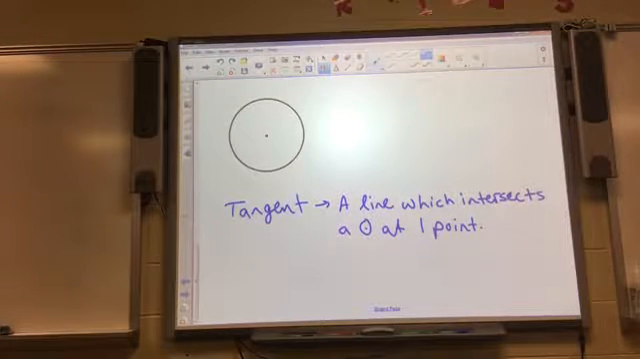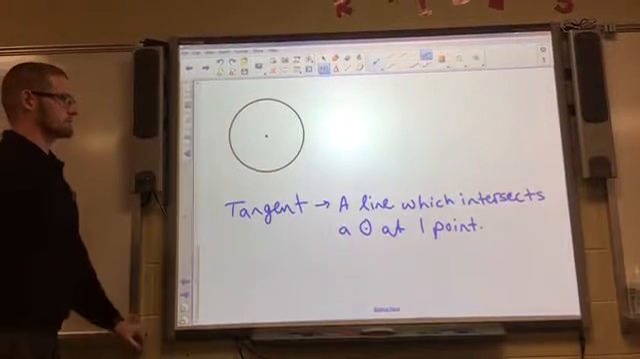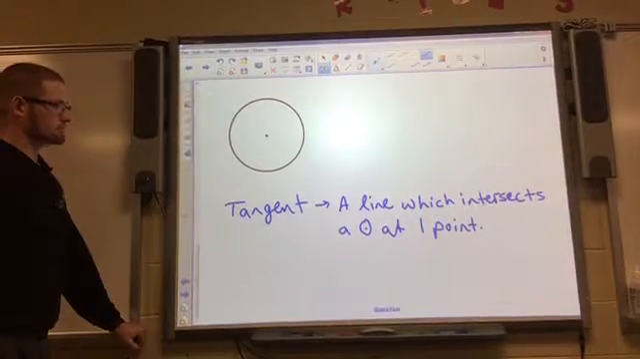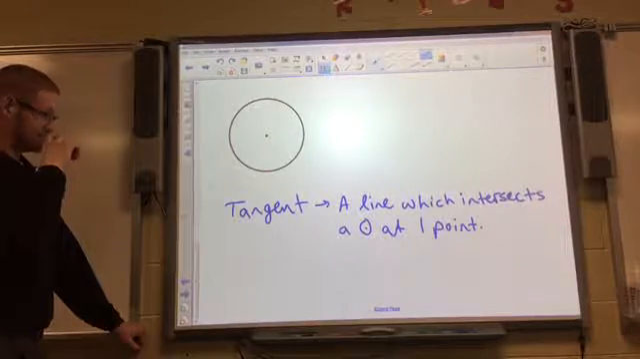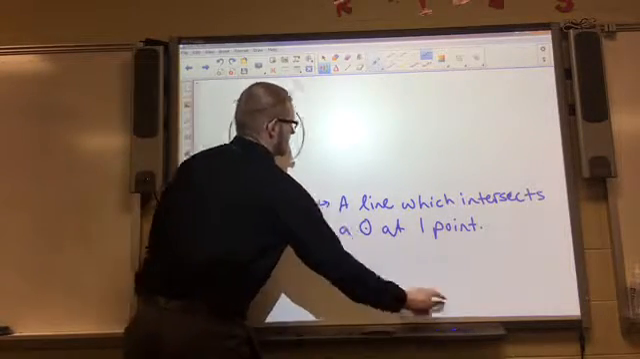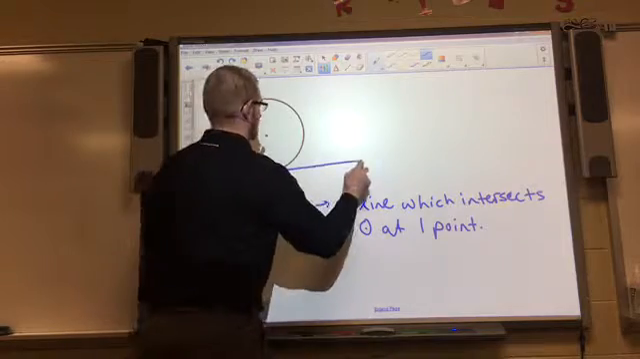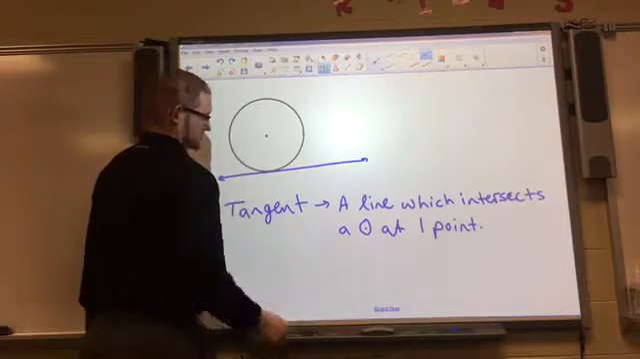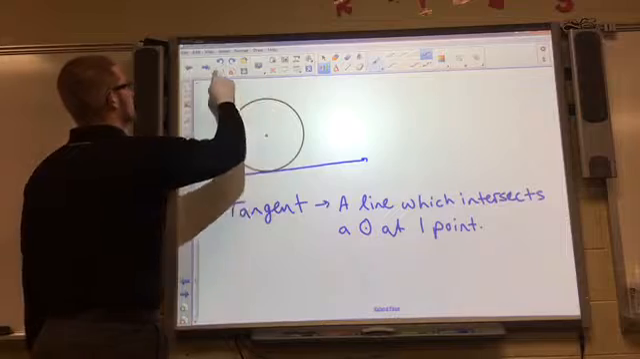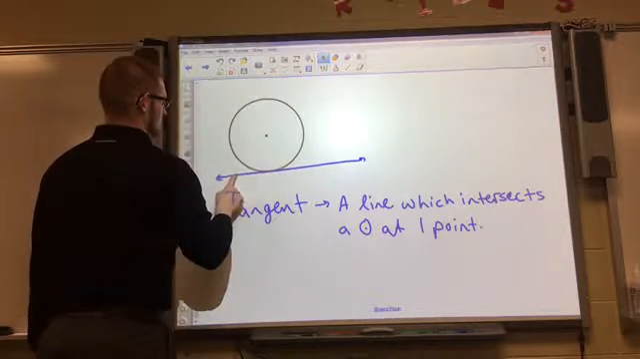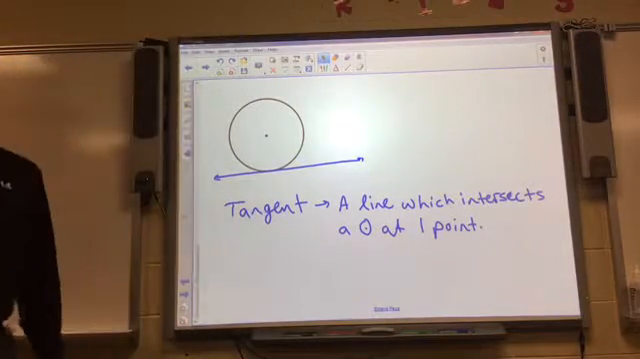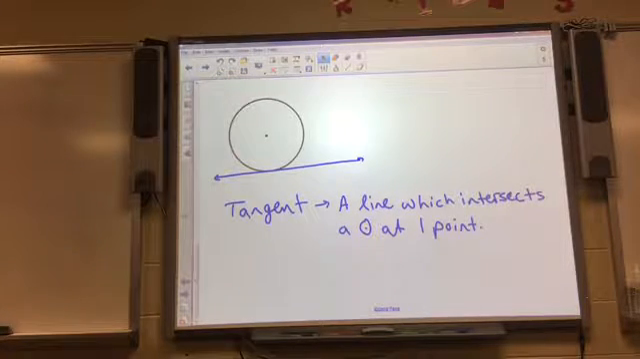Does that mean 2 points? Does that mean 0 points? No, exactly 1 point. This would be an example of a tangent. That line intersects the circle in exactly one point. Lainey?